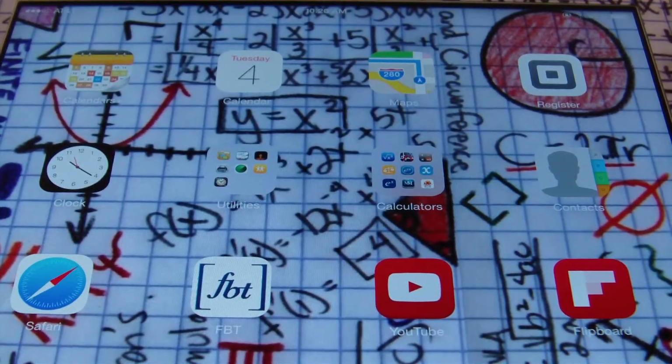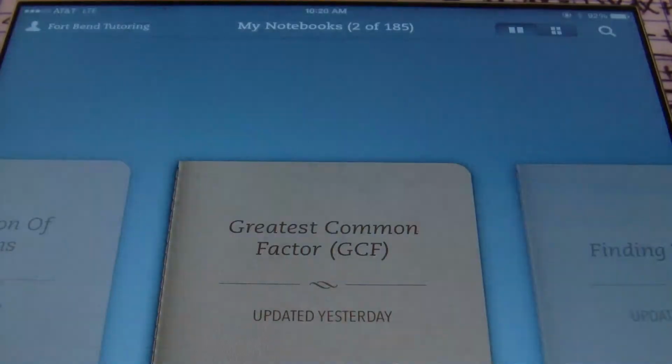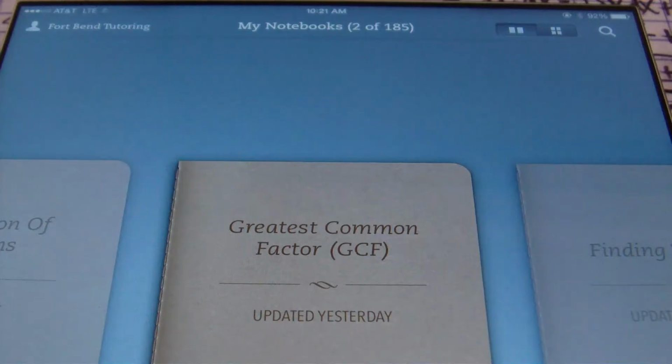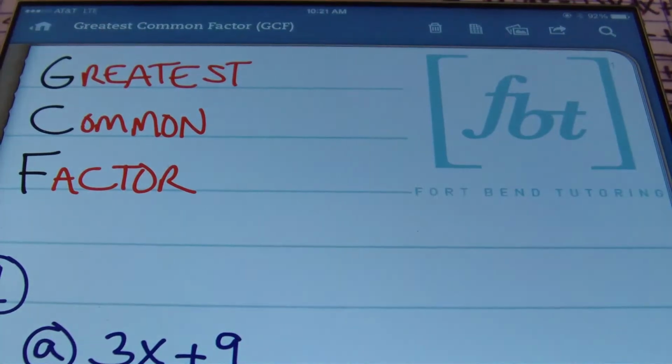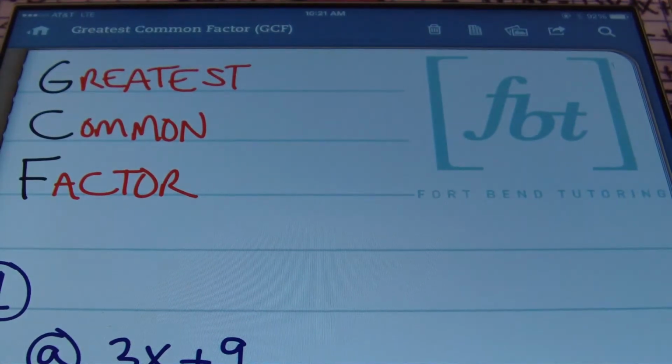Hello, ladies and gentlemen. This is Mr. Whit with 4Ben Tutoring, and today's tutorial is going to be about the greatest common factor, the GCF, factoring out the GCF. All right? It's fundamental to factoring, ladies and gentlemen. In fact, it's the first thing you should do anytime they ask you to factor anything. Yeah, it's the first step. So you got to know how to do it.